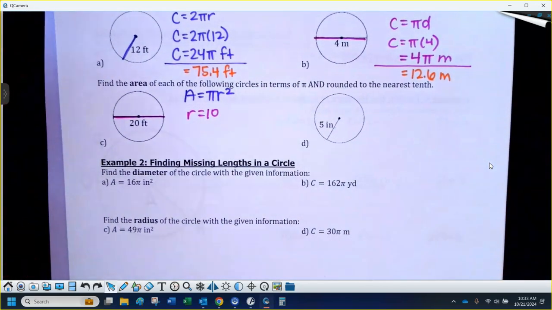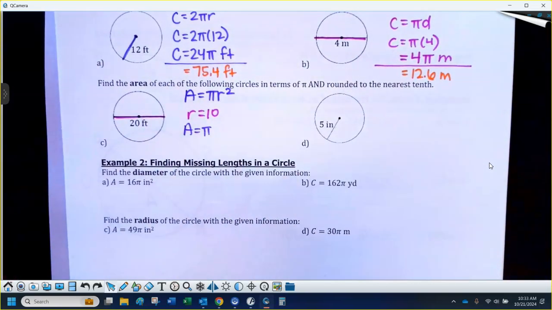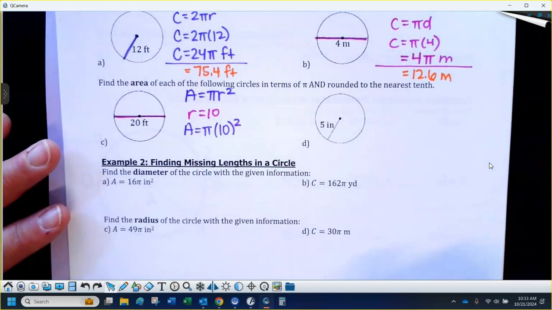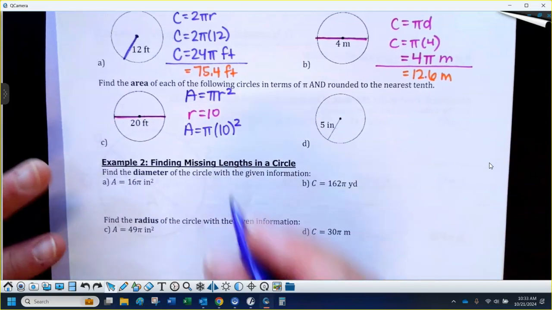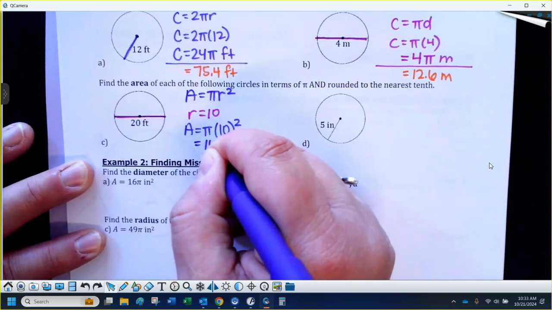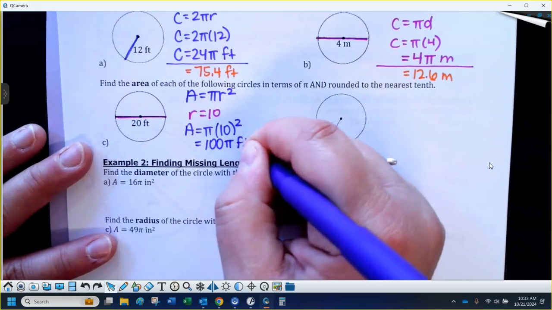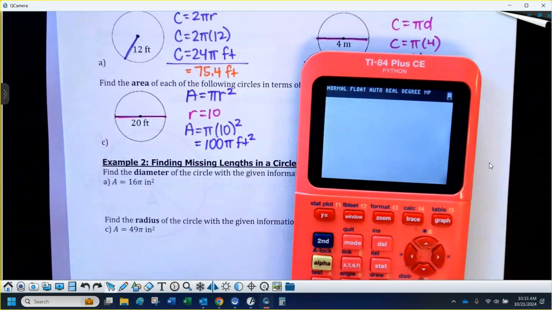So if I want to do my area, leaving it in terms of pi just means I'm actually going to write the pi in my lovely answer. So what's 10 squared? I have to square the radius. Does anybody know what 10 squared is? 100. So in terms of pi, this would just be 100 pi. And since it's area, we are in square units. So I'm just going to call that feet squared. All I did was square the 10. That's it. 10 times 10 is 100. Now, that's your in terms of pi.